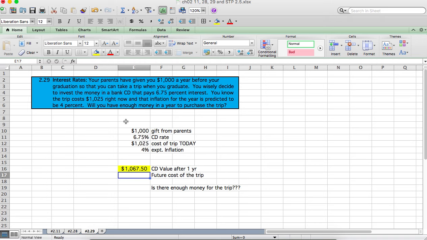To determine the future cost of the trip, what we're going to want to do is similarly take the cost of the trip today and then multiply that by the rate of inflation. So make sure you put it in parentheses. 1 plus the expected rate of inflation, close parentheses. And then when you turn that into dollars, you get $1,000.66. So if you do the amount of the CD after 1 year minus the future cost of the trip, you'll have $1.50 left to spare. So to answer the question, is there enough money for the trip? Yes, there is. And that is the answer to question 2.29.